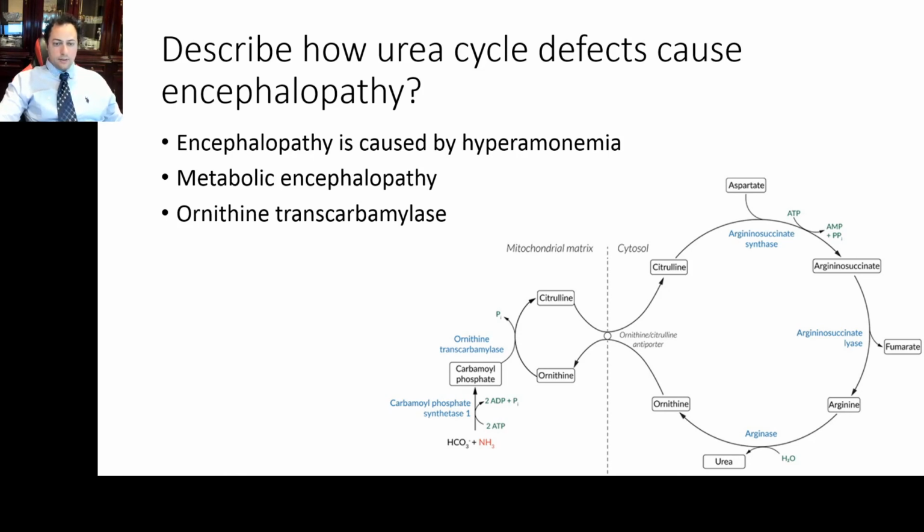So over here, you will have a defect in the enzyme ornithine transcarbamylase. It can cause an impaired conversion of carbamoyl phosphate and ornithine to citrulline and phosphate. Ammonia cannot be eliminated and accumulates, thus causing hyperammonemia, which causes ammonia toxicity, and then that can also lead to metabolic encephalopathy.